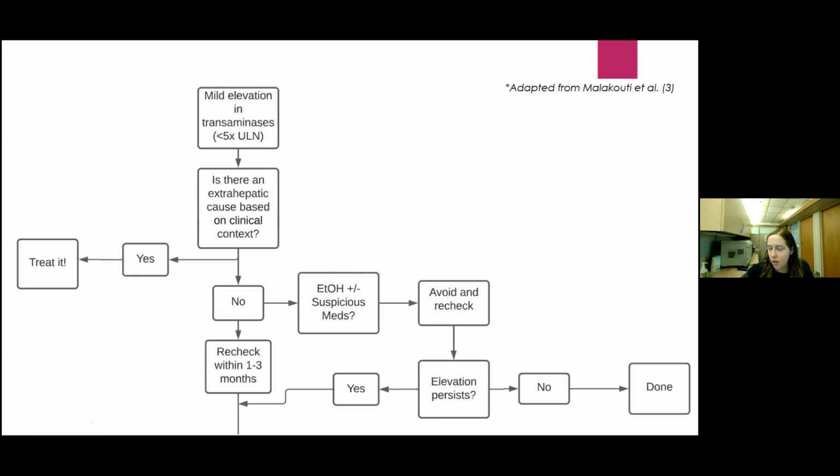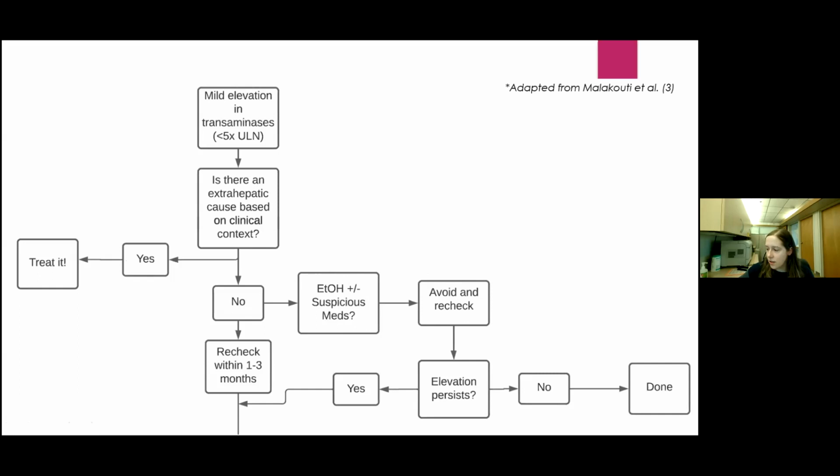If you see something that seems to be an extrahepatic cause based on the context of your patient, treat that. If not, that's where you're really getting into the history in a lot of detail: asking about alcohol consumption, suspicious meds, supplements. If they answer yes to this, we're avoiding and rechecking. There's a lot of question about how soon to recheck, and the general consensus from my reading is that even up to 6 months, you can see elevations in LFTs from things like supplements or suspicious medications.